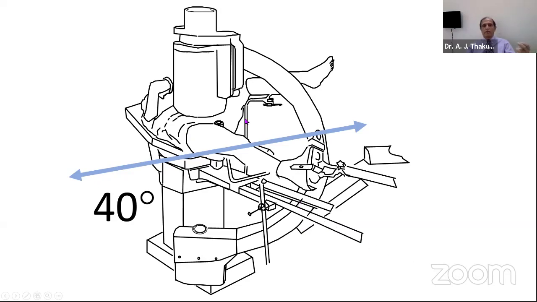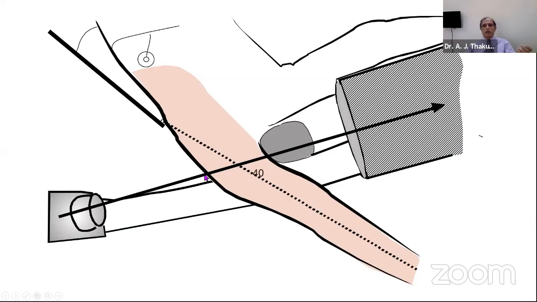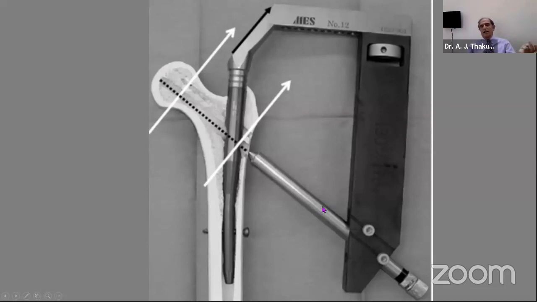This is the long limb. This is the perineal post. And now for the AP picture, I have shifted it to 40 degrees in this way. So with the long axis of the limb, my beam makes a 40 degrees angle. So this is the basic setup you should do before you start. Having done that, one proceeds with doing the standard draping and then inserting the implant.